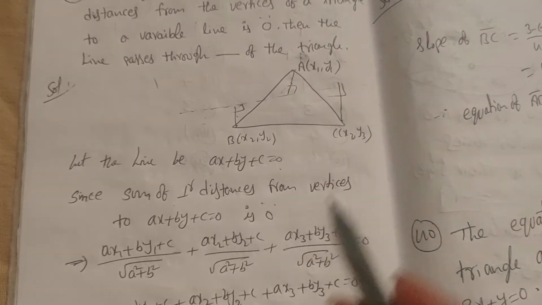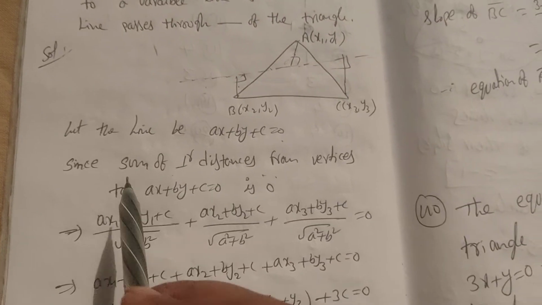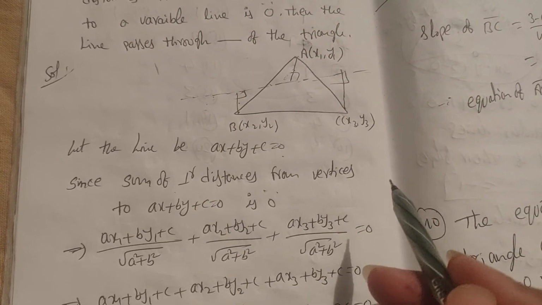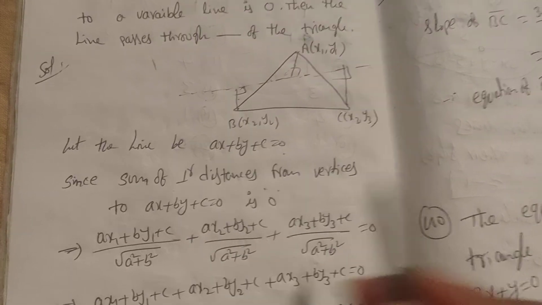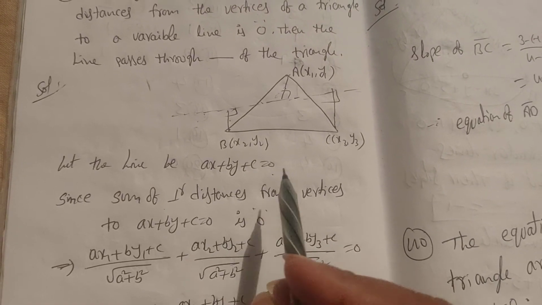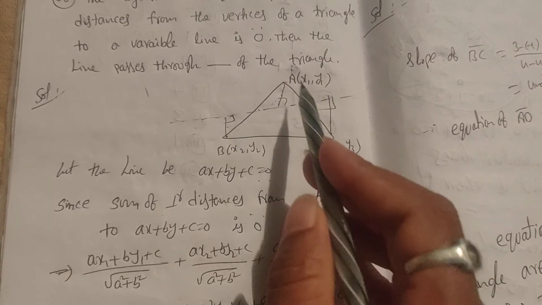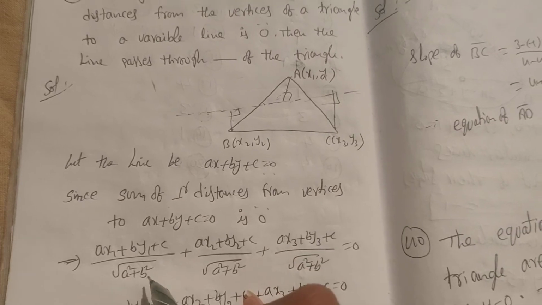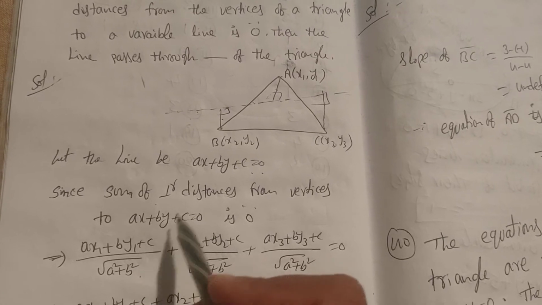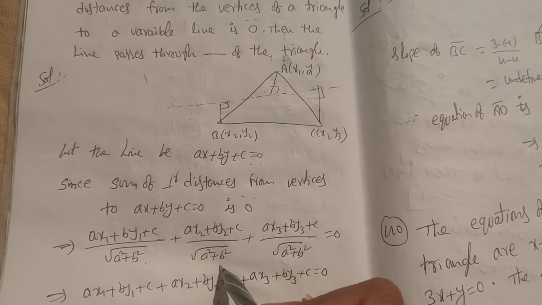Let us consider the line ax plus by plus c equal to 0. The sum of the perpendicular distances from the vertices to ax plus by plus c equal to 0 is 0, as given. So go for the perpendicular distance formula. The perpendicular distance from x1 y1 to ax plus by plus c equal to 0 is ax1 plus by1 plus c over root of a square plus b square, plus, for the second one from x2 comma y2, ax2 plus by2 plus c over root of a square plus b square.